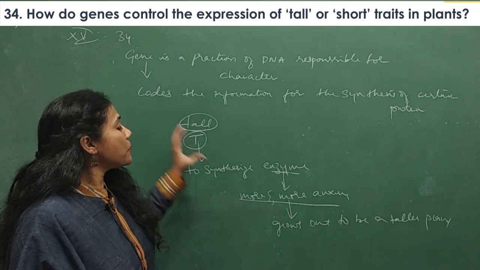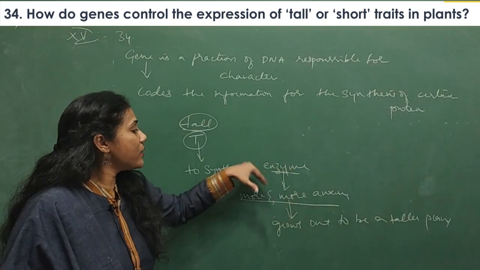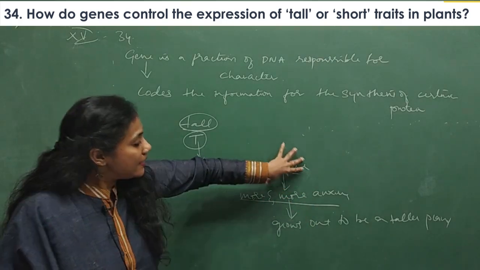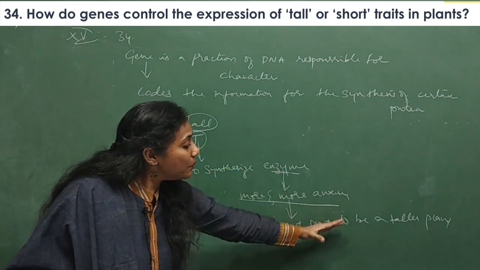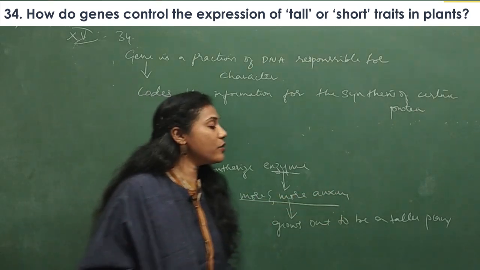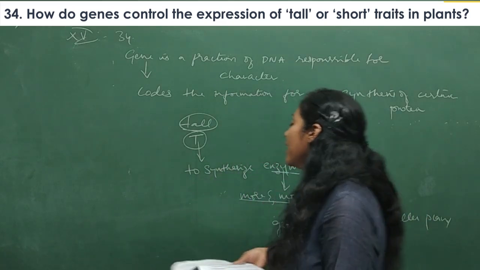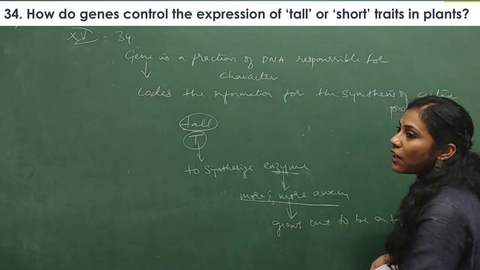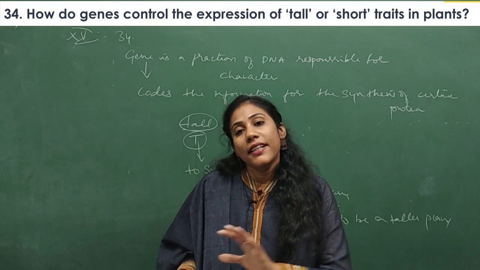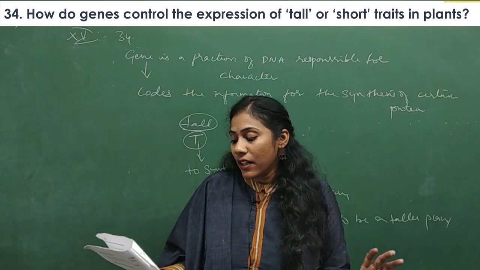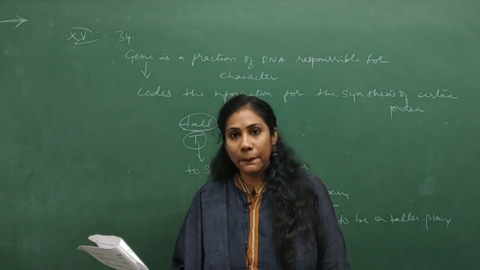So this gene is responsible to generate a certain protein, to synthesize a certain protein. So proteins are responsible for generating certain hormones. So altogether, hormones are working in different ways so that the plant grows out to be a taller one or a shorter one. When you have less amount of auxin, the plant grows out to be a shorter one. When you have more and more auxin, the plant goes out to be a taller one. So this is how genes control the expression of tall or short traits in the plants.